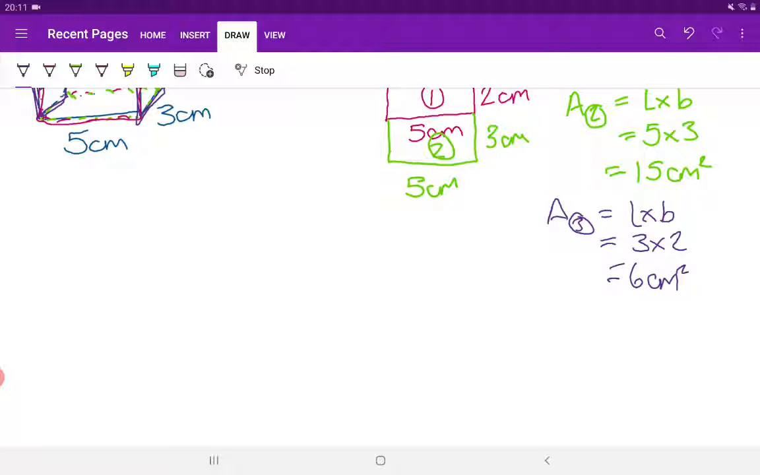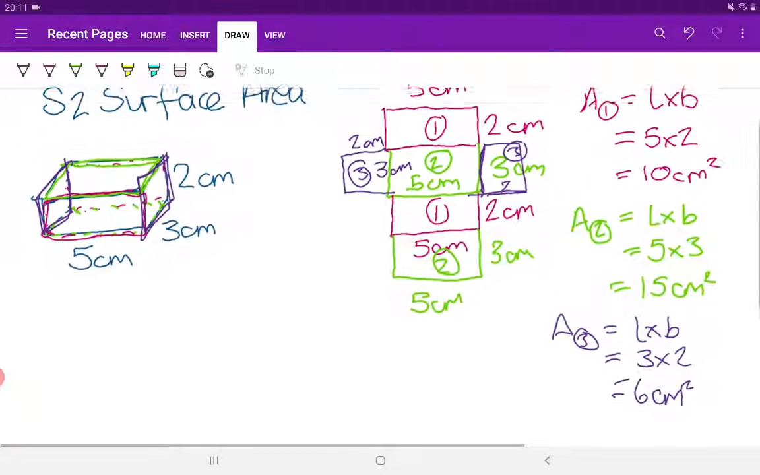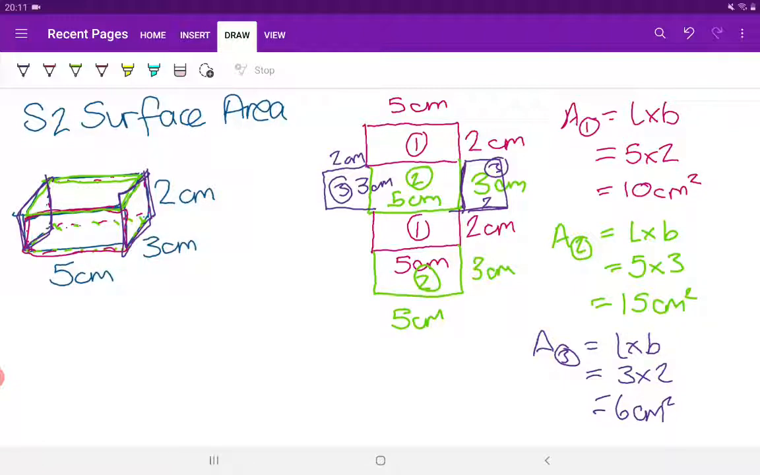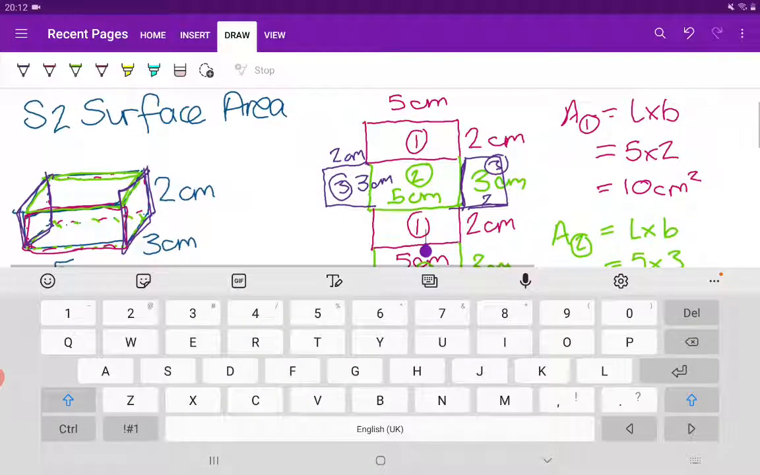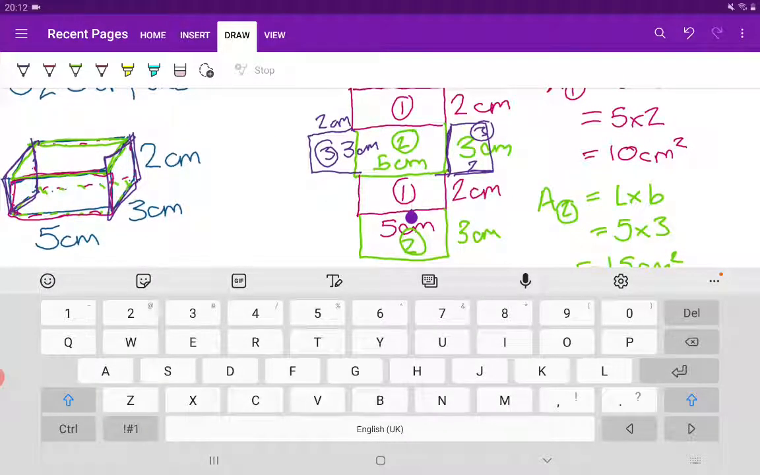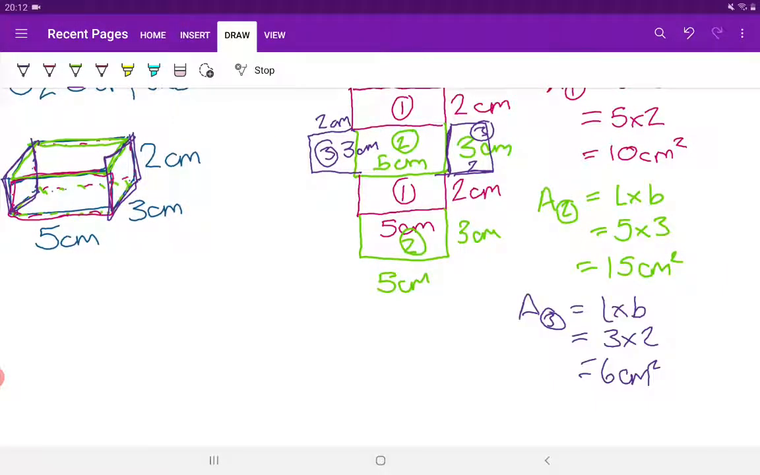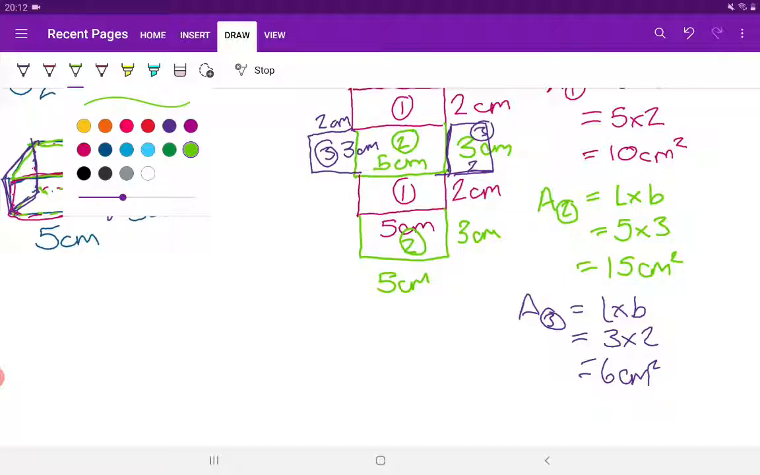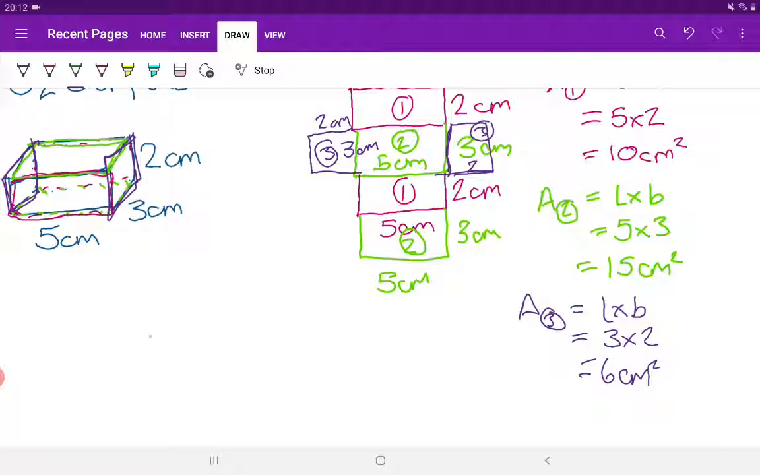Now, we are not finished. Okay, let's go back and think about this. We had 2 rectangle 1s, we had 2 rectangle 2s, and we had 2 rectangle 3s. So, again, like when we've done some other work recently, if you've already done the compound volume stuff that we've set, then you'll have thought about this. You might not have done that yet, depending on what order you're choosing to do things. But we need to get the total surface area.